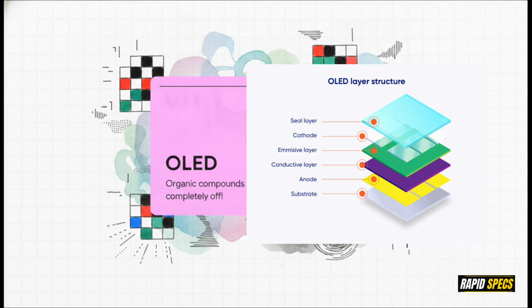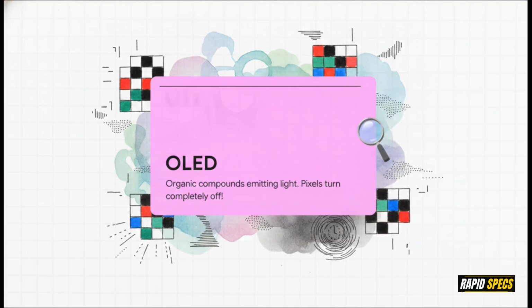Because there's zero backlight, every single red, green, and blue pixel can literally turn itself completely off. This gives you absolute perfect blacks, infinite contrast, and instant response times. They're basically millions of individual perfect lamps. The only major catch here, because the materials are organic, they do age, which introduces a risk of permanent burn-in if you leave a static image on the screen for way too long.